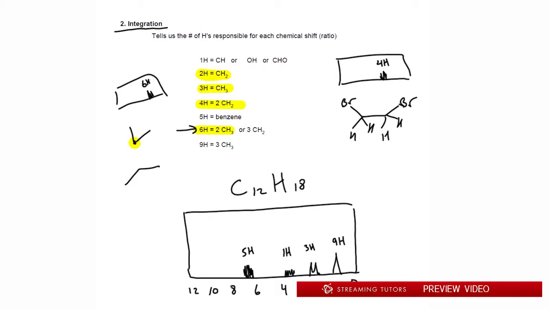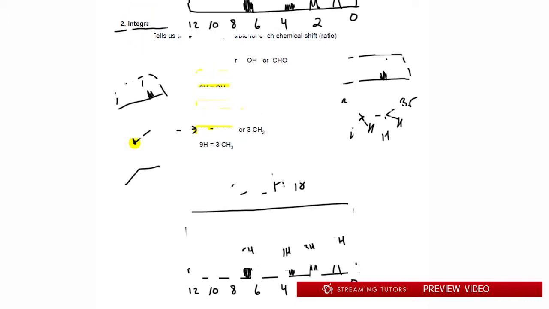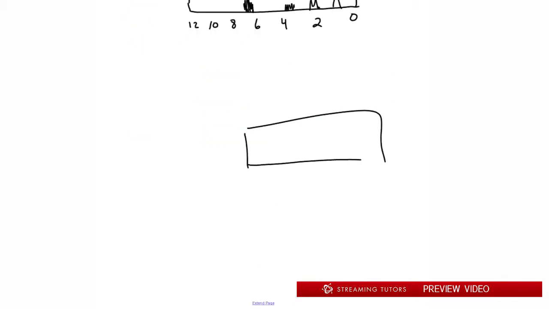Let me give you an example so I can be clear about this. Let's say we have a molecule like that. So it's CH3 here, CH3 there, CH2 here, and CH2 there. So I would have 2 readings on my chart, right? I would have my quartet, and I would have my triplet.